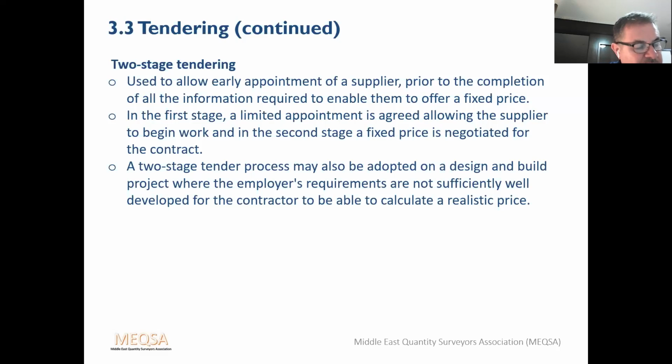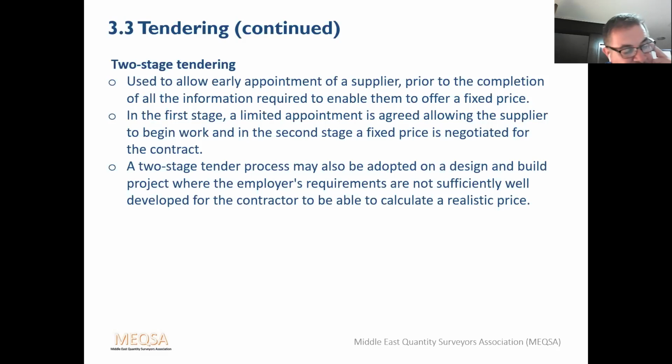It can be used to appoint the main contractor early, or more commonly, as a mechanism for the early appointment of a specialist supplier, such as a cladding contractor, or some earthworks contractor.